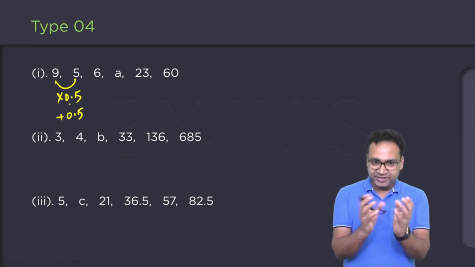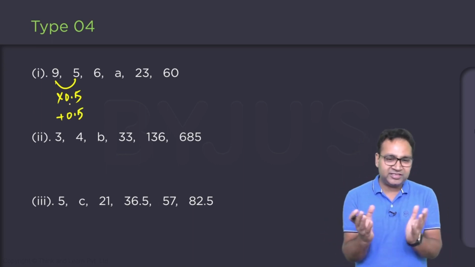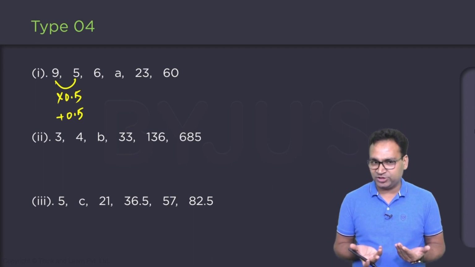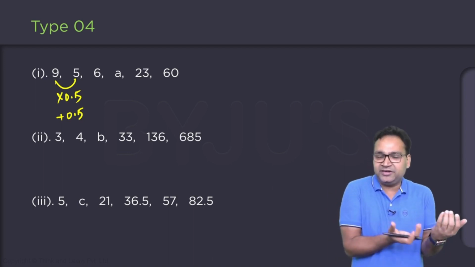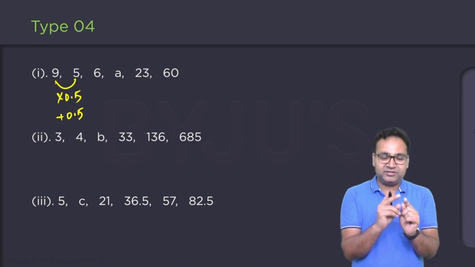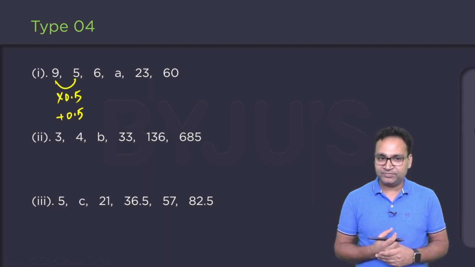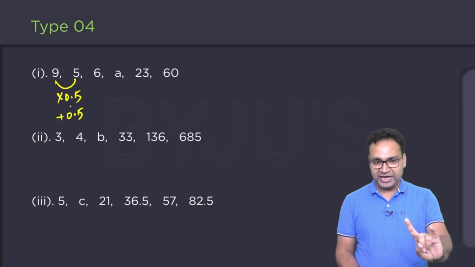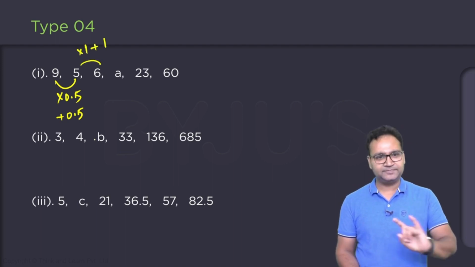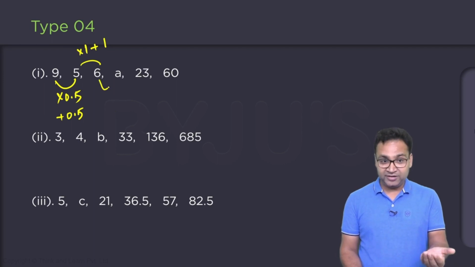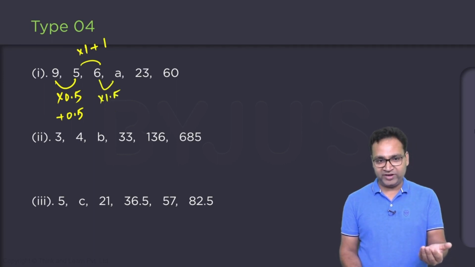See, I started exploring 23 and 60, but I could not get something special. So I broke my standard rule of connecting the bigger number first. I started thinking from 9. Okay, this 0.5 gives me an understanding that this should be into 1 plus 1. By this way, this should be into 1.5 plus 1.5 probably.